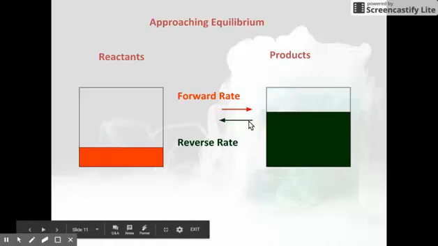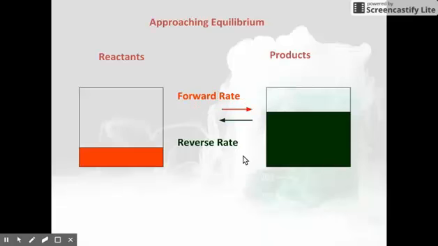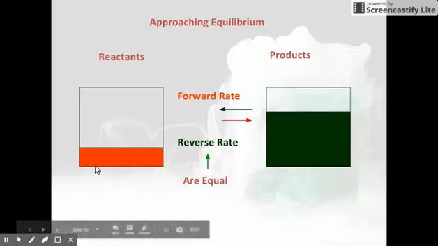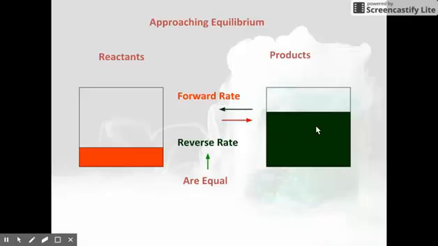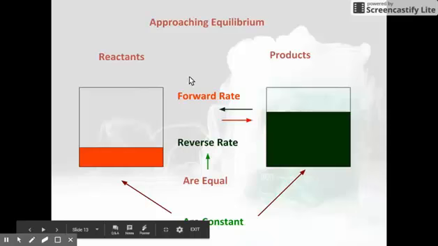Once the forward rate and the reverse rate reach the same length, we now know we're at equilibrium. So they're equal. But what is equal at equilibrium is only the rates. We notice the amounts are not equal. We have a lot less reactants, we have a lot more products, but the rates are equal. The amounts won't change anymore, so they'll stay constant. Our concentrations of reactants and products will remain the same, but they are not equal to each other. So the only thing that's equal is the rate.